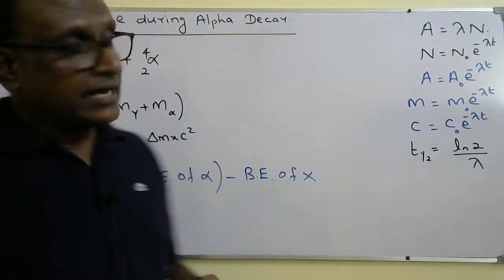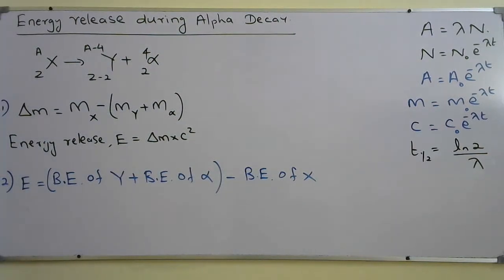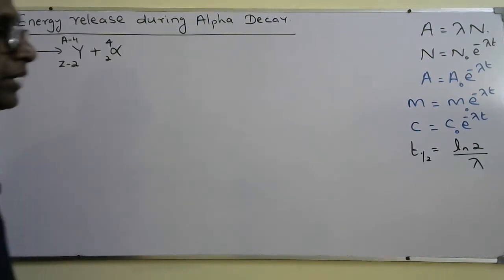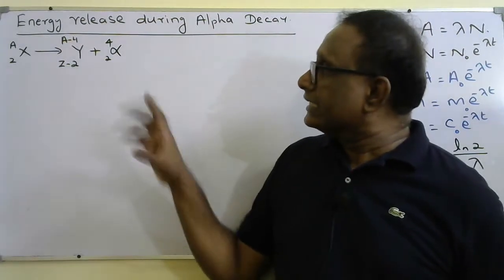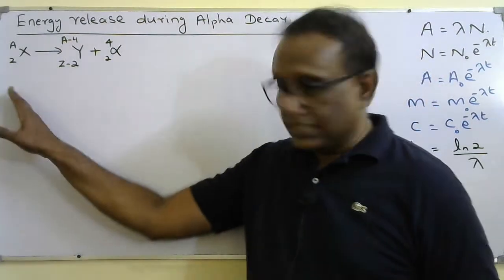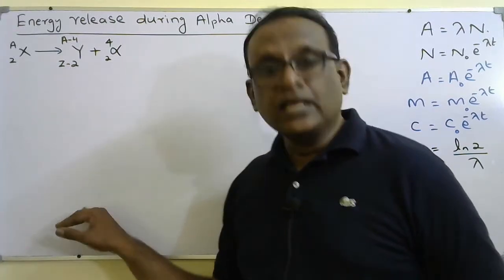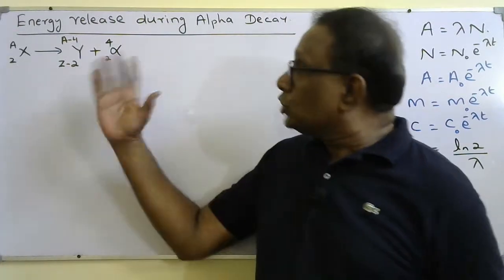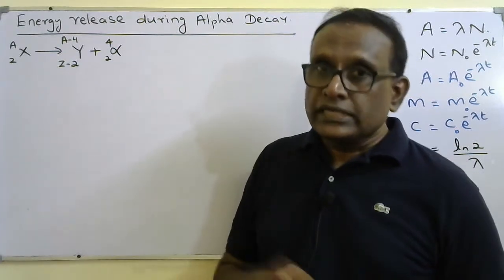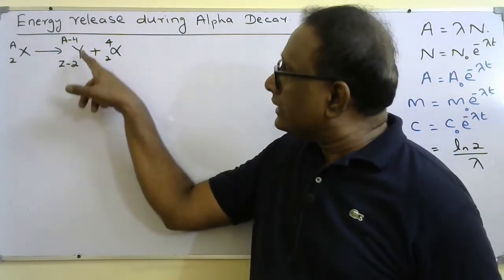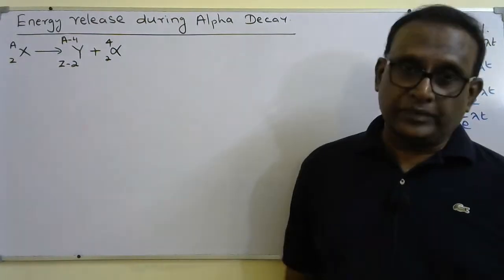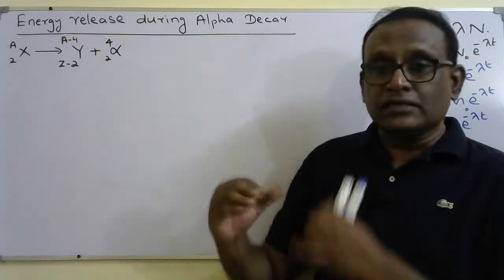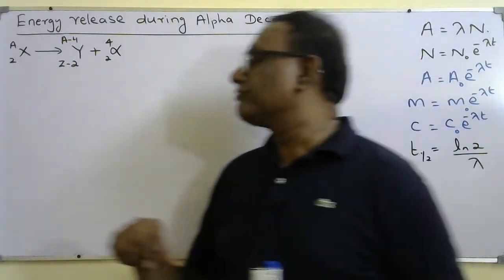Now I'll do a worked example. Okay, before doing the example, I want to tell you one more thing: how to find the kinetic energy of the alpha particle. What we calculated there, the mass deficit method or the difference of the binding energy method, gives the total energy released. So that is the kinetic energy of the alpha particle and the kinetic energy of the daughter nucleus. What ratio will they get out of the energy release? Okay, we can find it like this.